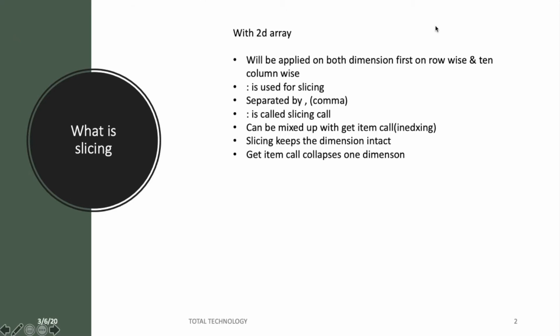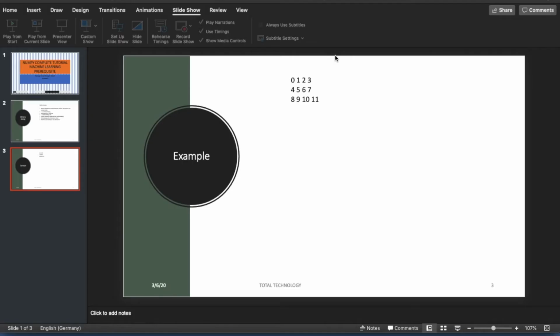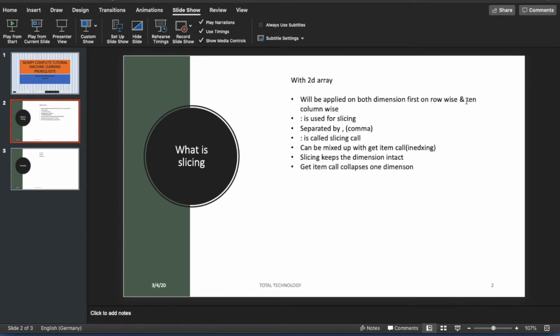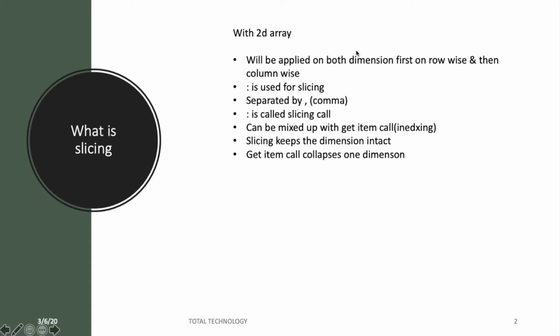column wise. So it will be applied on both dimensions, first row wise and then column wise. This colon is used for slicing, as you all know. Separated by comma is called a slicing call. Whenever you use this, it is called a slicing call, which can be mixed up with a get item call. A get item call is called an index, which is something new for all of you.